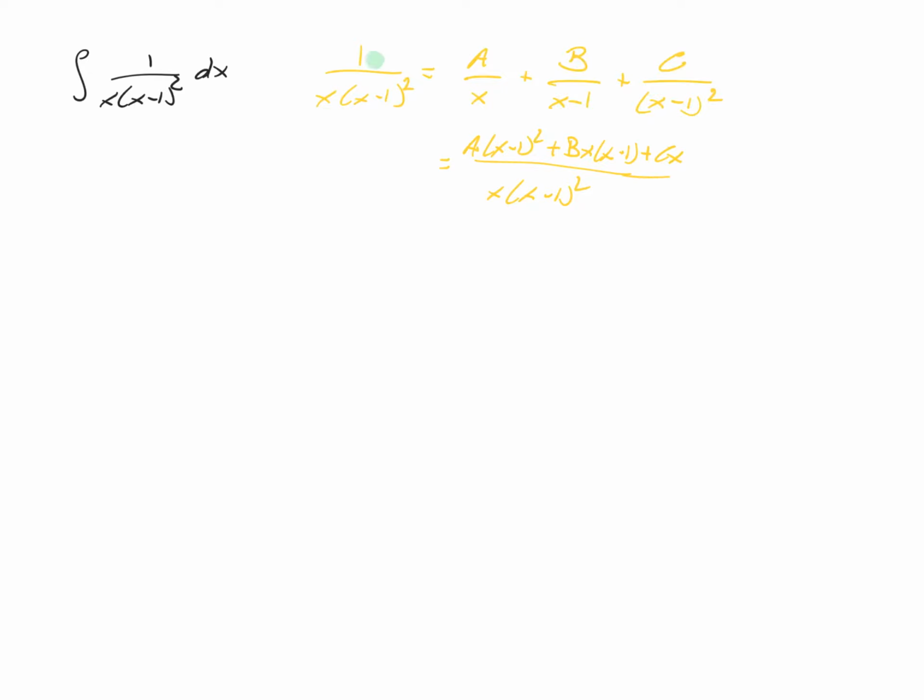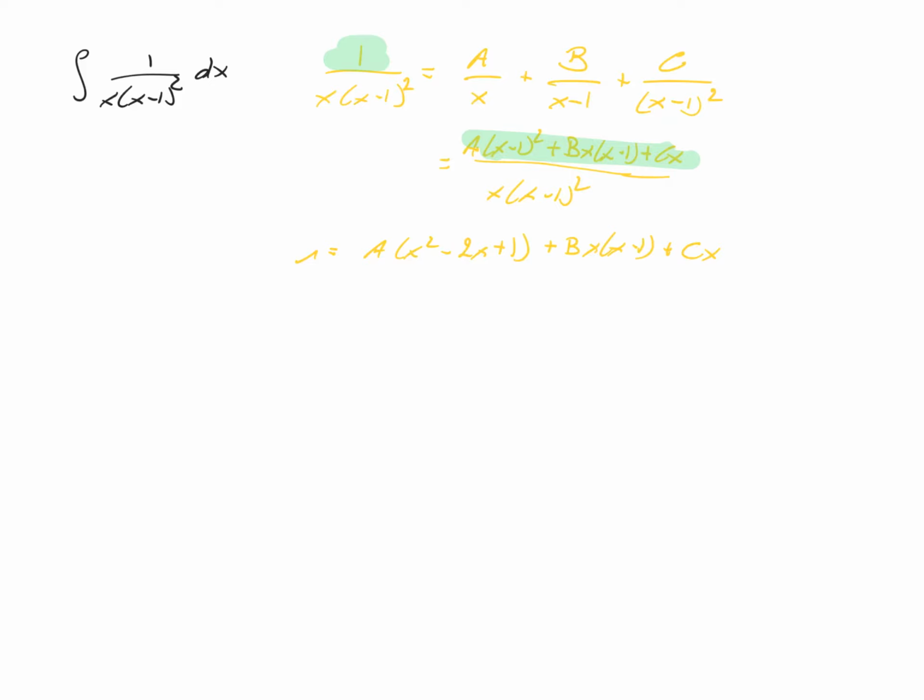And then again, the left one and the right one have to be the same. This means that 1 is equal to a times (x squared minus 2x plus 1) plus b times (x minus 1) plus c times x. We can then equate the different terms.